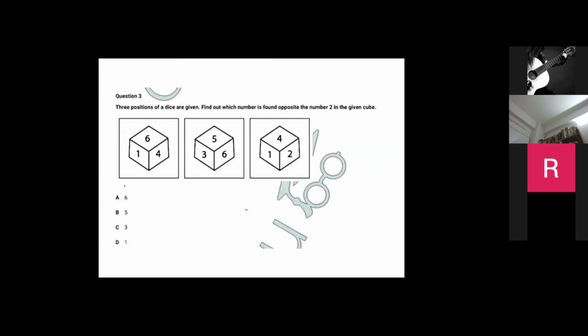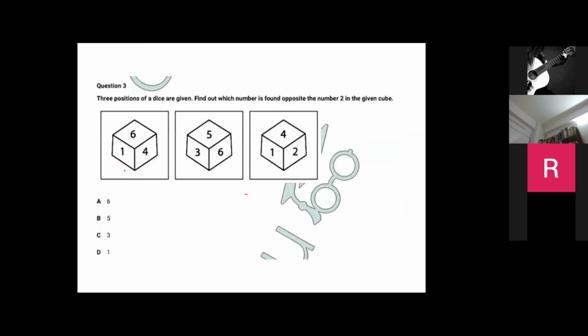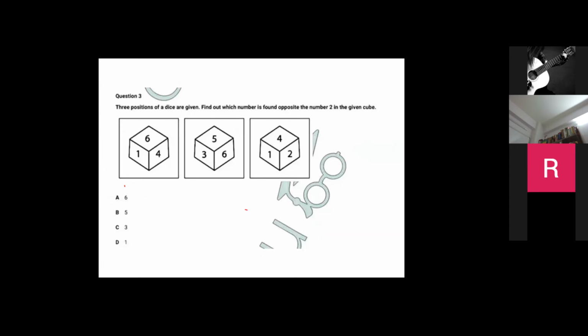This question. 3 positions of a dice are given. Find out which number is found opposite to the number 2 in the given cube. Okay, so you can listen first and then solve, because I did not teach you how to solve when 3 diagrams are given. We know how to solve when 2 dice are given. Do not worry when you have 3 or 4 or 5 figures given also. So the question is find the opposite number of 2. I cannot compare 2 with all the given diagrams. That is not possible and that is a wrong way.